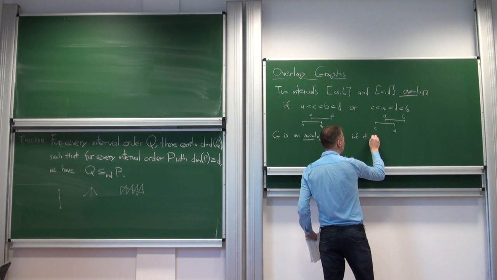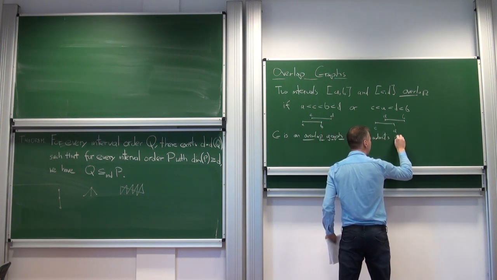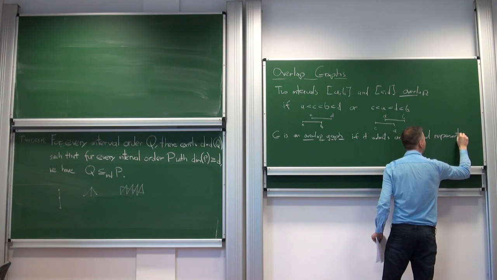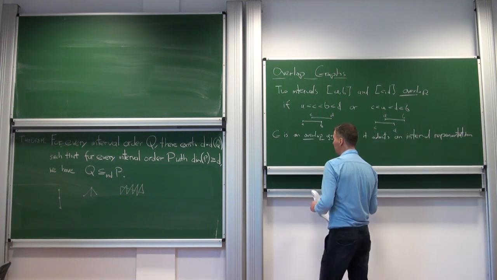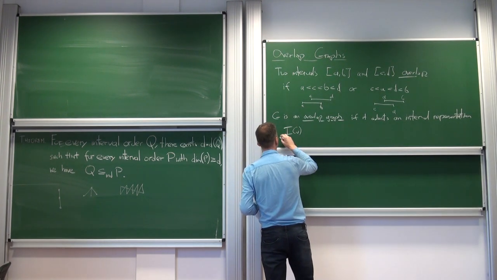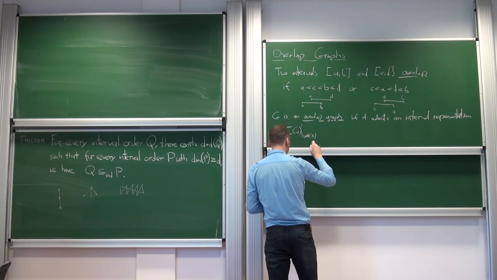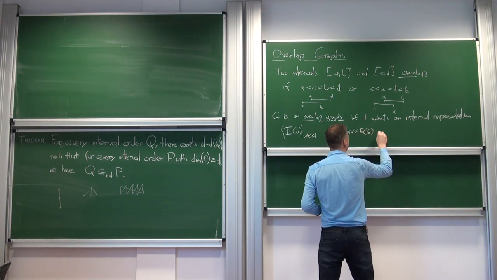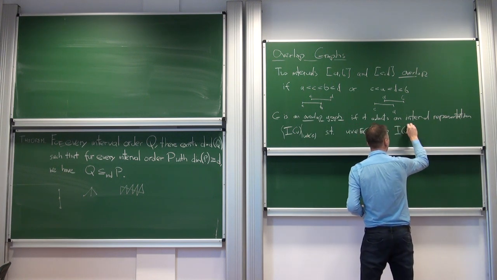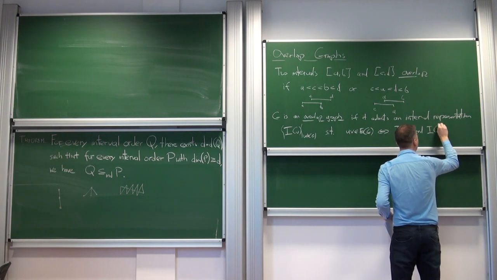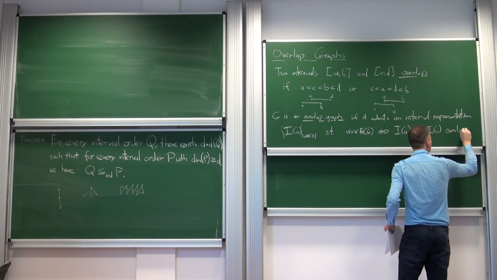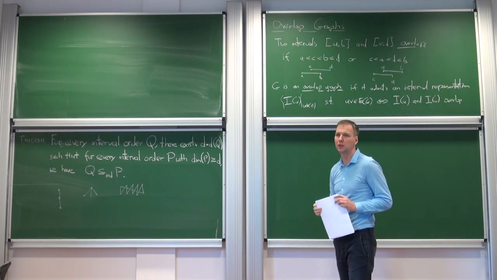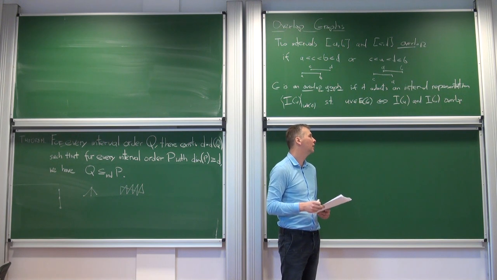If it admits such a representation that UV is an edge in the graph if and only if I_U and I_V overlap. Now, overlap graphs are a nice class of graphs. For example, they are chi-bounded, and recently we learned that they are actually polynomially chi-bounded. There is nice combinatorics involved here.